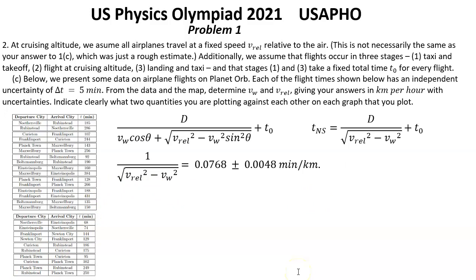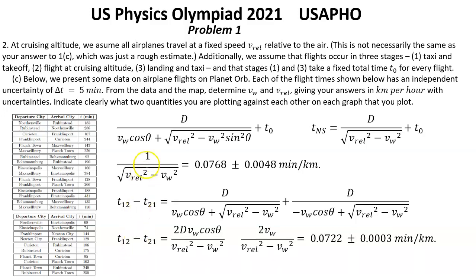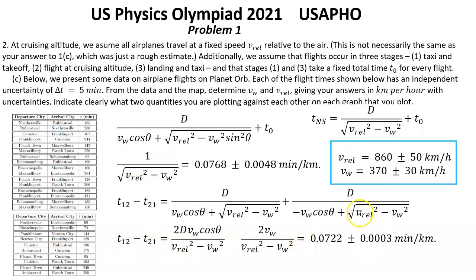Next, consider the pairs of cities given in the second table. We can cancel out the effect of t_0 by considering the difference in flight times in the two directions. So we have t_12 minus t_21 equal to this one, and after simplification that will be this one. Therefore, plotting the time difference versus d cosine theta, where theta can also be measured from the graph, gives, combining these two results, this one and this one, we can find that v_real equals 860 plus or minus 50 kilometers per hour, and v_w equals 370 plus or minus 30 kilometers per hour. That was the solution for question C, part 2.